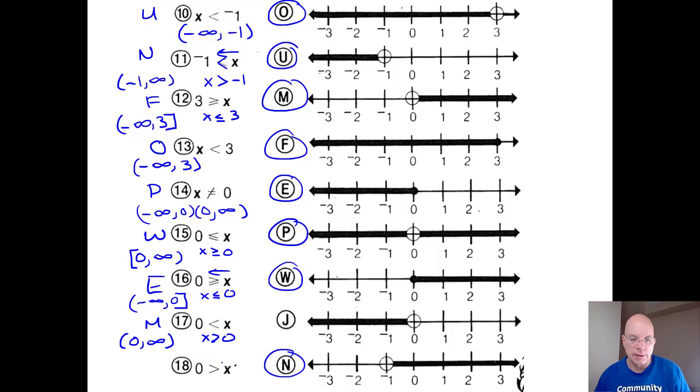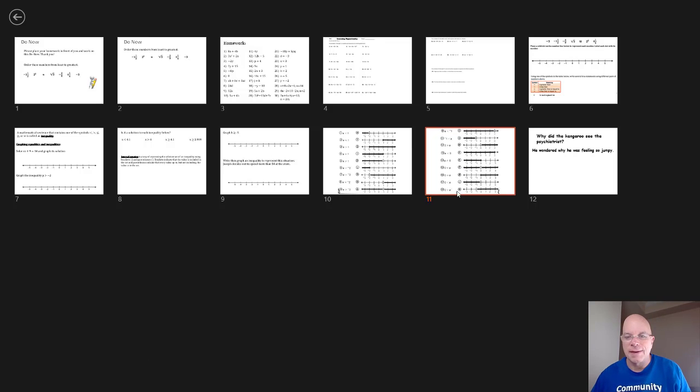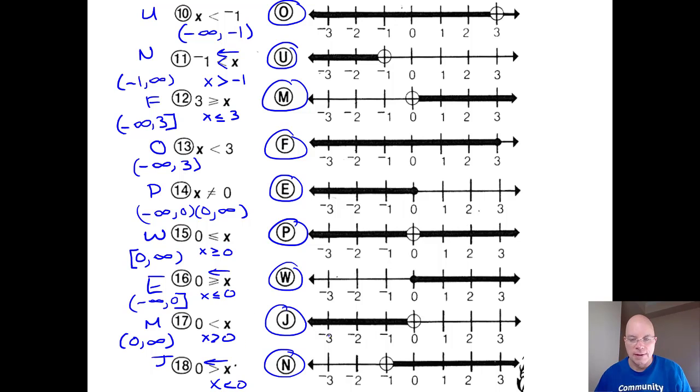This one says x is less than 0. That would be J. That goes from negative infinity to 0. That's interesting. I didn't even know I could do that. I'll write that solution set over here. Negative infinity to 0, not including the 0.